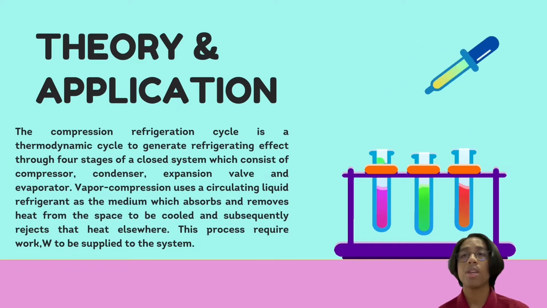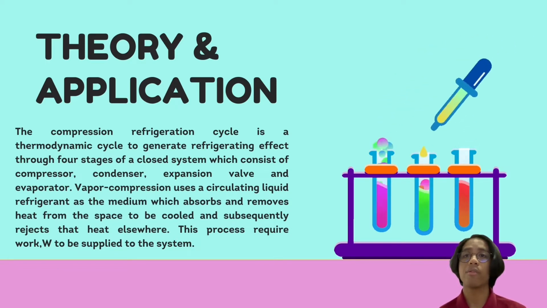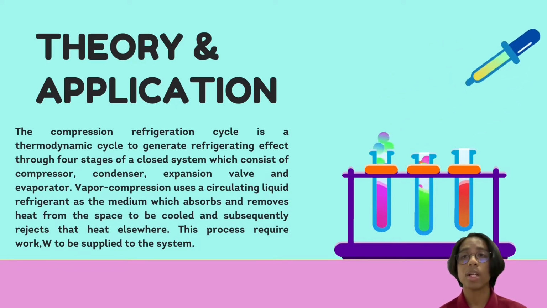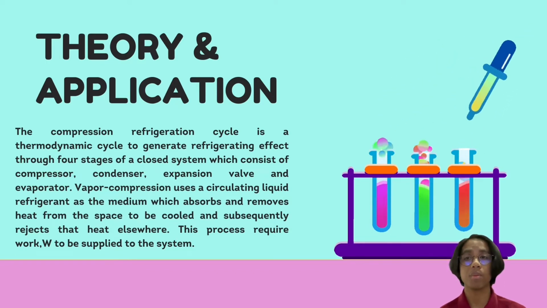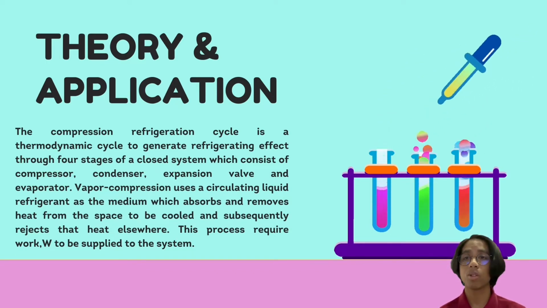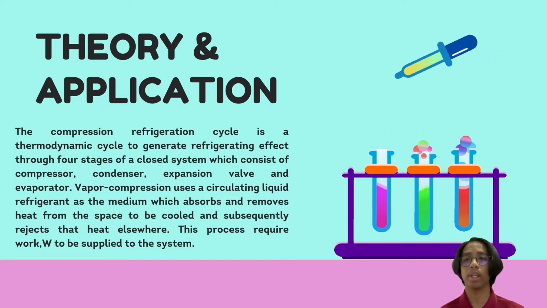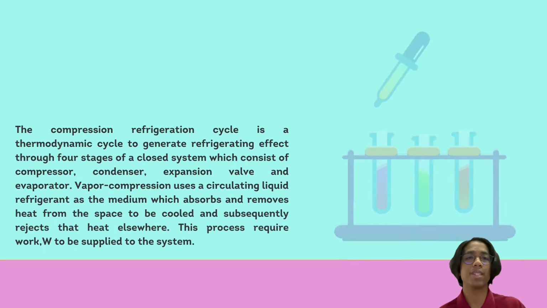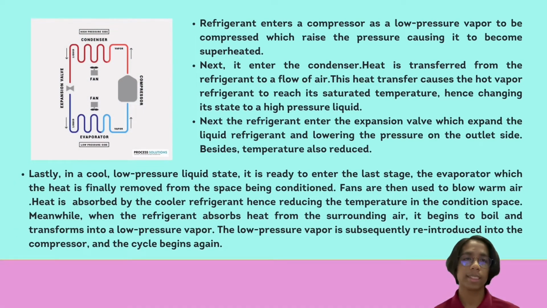Vapor compression uses a circulating liquid refrigerant as the medium, which absorbs and removes heat from the space to be cooled and subsequently rejects that heat elsewhere. This process requires W, which is work, to be supplied to the system. We move on to the next slide.